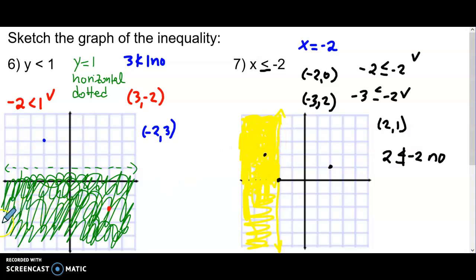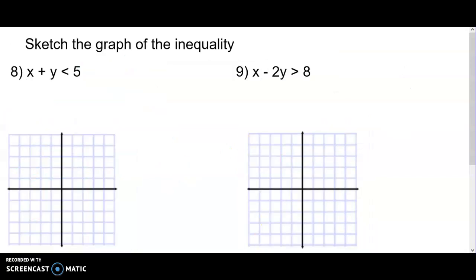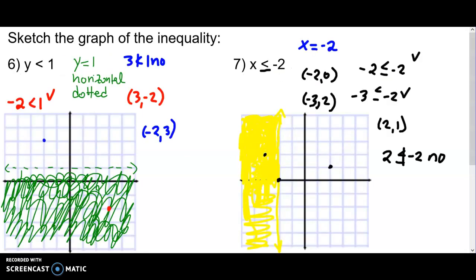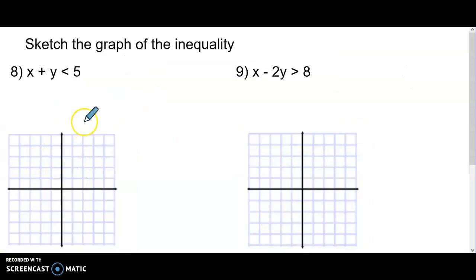Let's go ahead and do some more of these. And by the way, because for 6 and 7 I had only one variable, that is why I have those unique lines, either horizontal or vertical. Now for number 8, I don't have one variable. So my line will not be horizontal or vertical. It would be something else that I don't know yet because I have to solve it for y equals. So let me treat it as an equation first. And then I need to solve it for y to have it in y equals mx plus b.